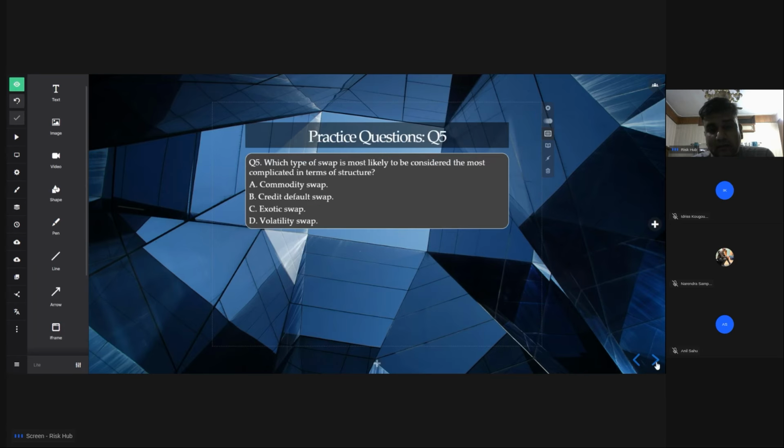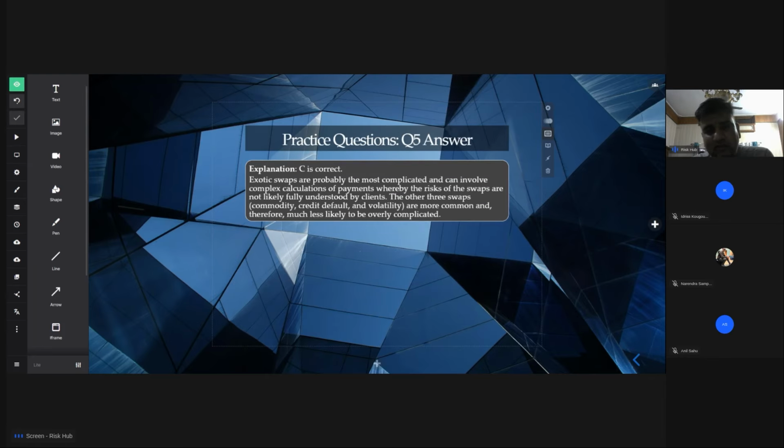Which type of swap is most likely to be considered the most complicated in terms of structure, guys? Commodity swap, credit default swap, exotic, and volatility. I think exotic will be the answer. Yeah, exotic is the answer.